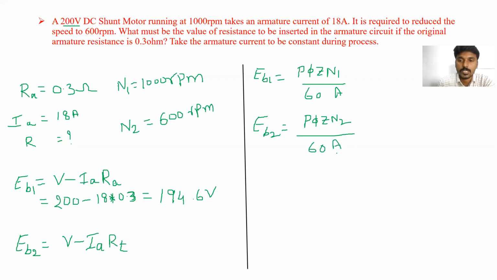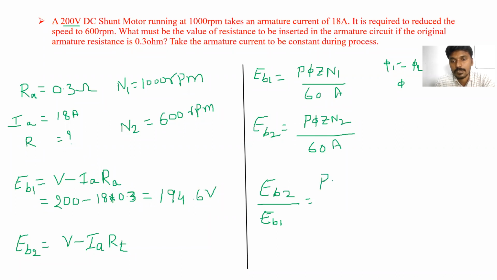So here the number of parallel paths is the same, the number of armature conductors is the same, and the number of poles is the same, but only phi is different. If the field flux is constant, phi1 is equal to phi2, so we can consider it as a simple phi. So from these two equations, what can we write? EB2 upon EB1, what can we write here?